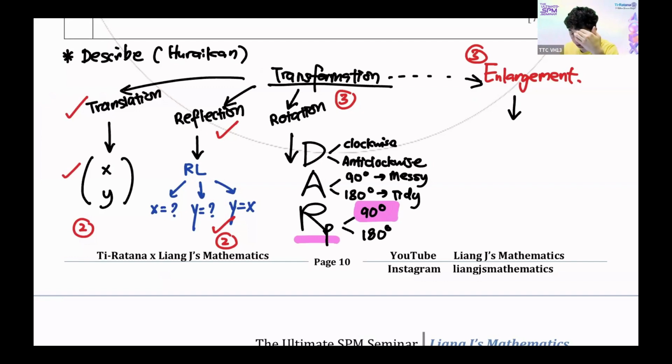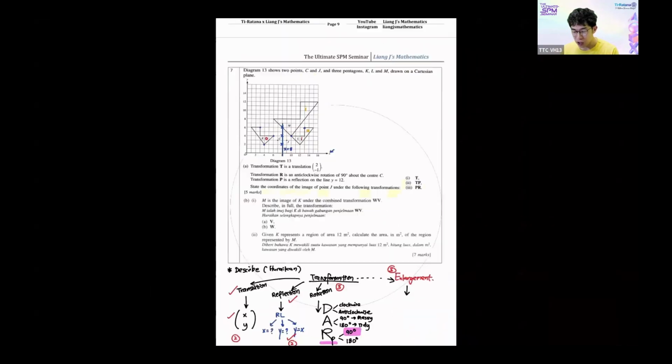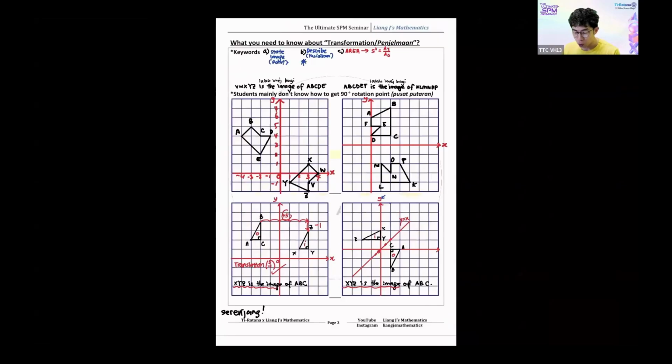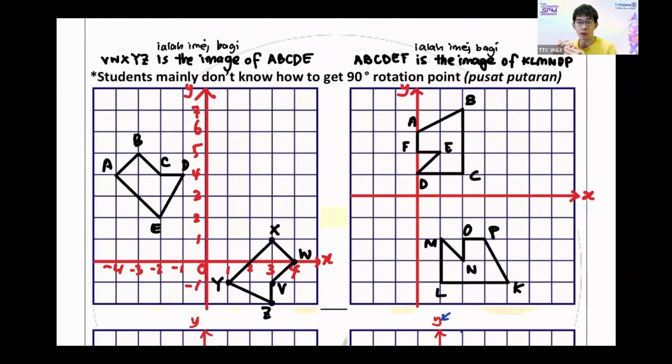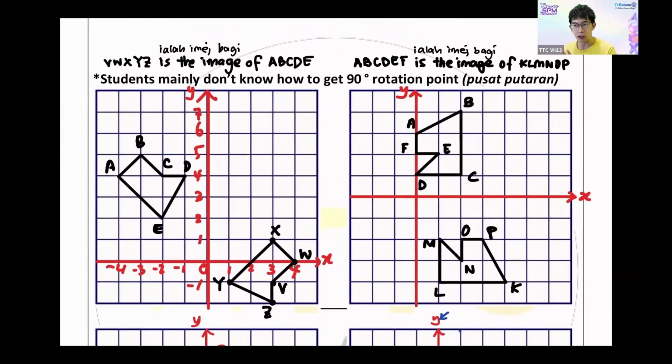Now, back to this. Why did I purposely highlight 90 degrees? Because 90 degrees is the part that confuses a lot of students. And do you notice I purposely asked you guys to first draw these two things out? For students who didn't print out the material, it's fine, you screenshot this. It's important, screenshot this. Because I already said, students mainly don't know how to do 90-degree rotation point. 180 is simple. I'll show you how to do the 180 now. 180, very, very simple.